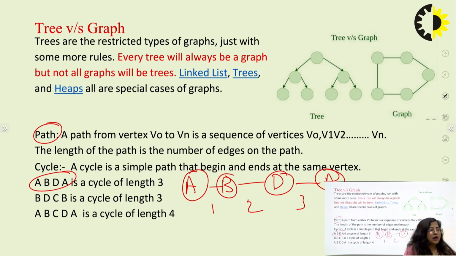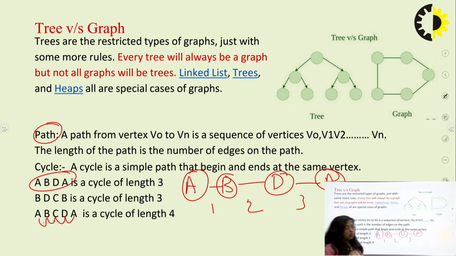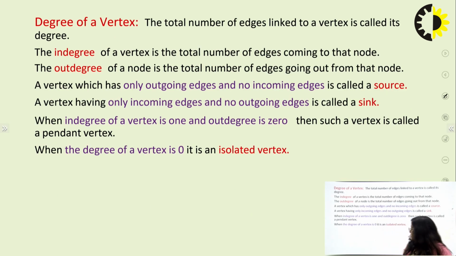Same thing with A, B, C, D. A to B is 1 edge, B to C again 1, C to D and D to A. So 1, 2, 3, 4. The length of this cycle is 4.